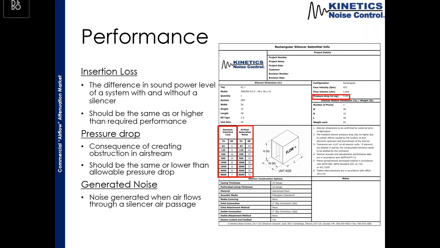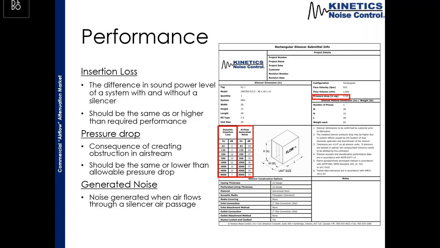You can see 8 different frequencies. We work from 63 up to 8,000 hertz. And at each one of these frequencies, we have an insertion loss number. This is the amount of sound energy at that frequency that's being taken out by the silencer. We would want these insertion loss numbers to be the same or higher than what's required for a space.